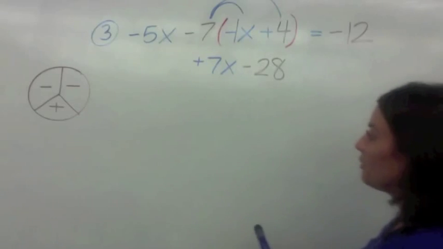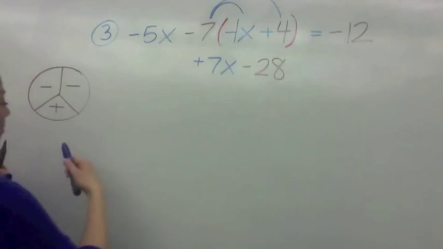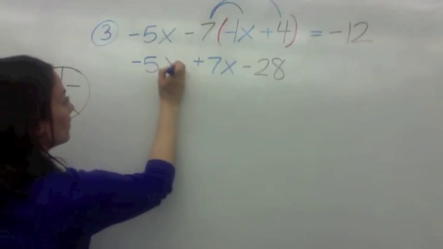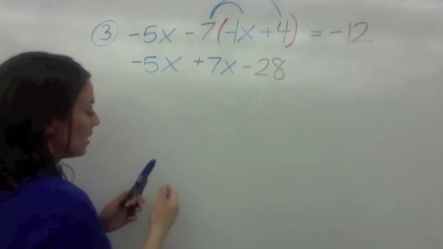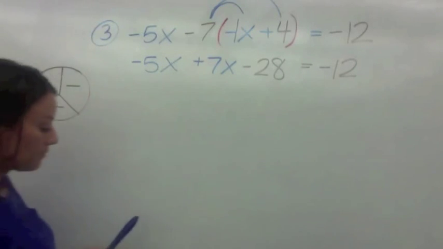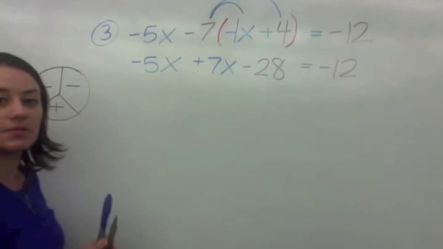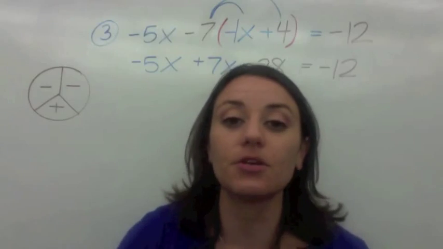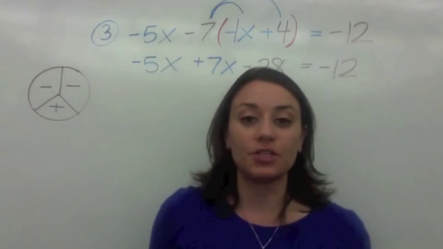Okay, now that you distributed, go ahead and bring down the rest of your terms. So you have a negative 5x over here, and you have a negative 12 on this side of the equal sign. Okay, you have 2 terms. They both have x as the last name. So what do you need to do? You need to combine like terms.